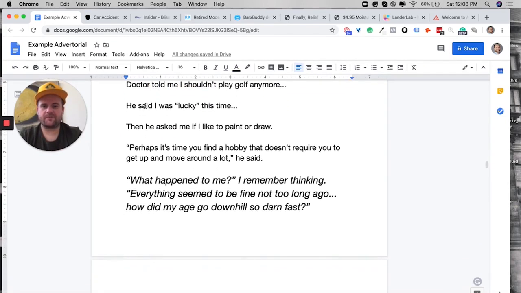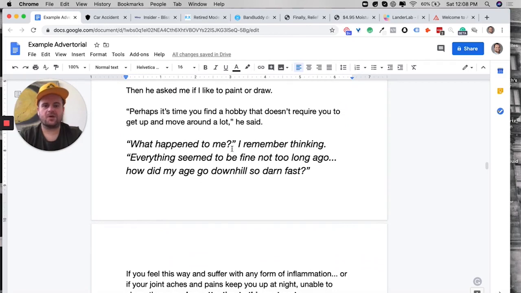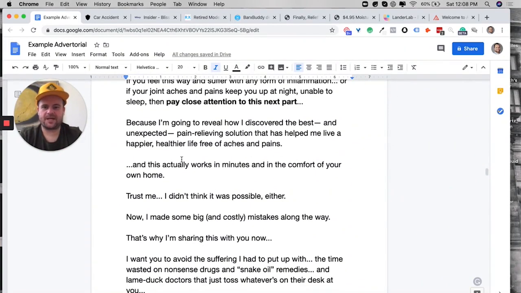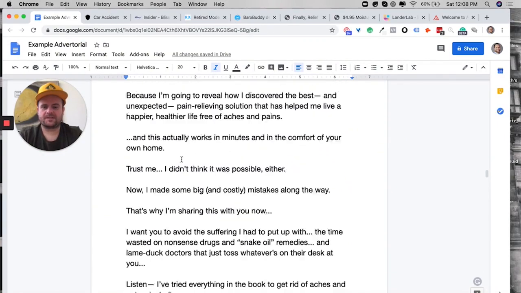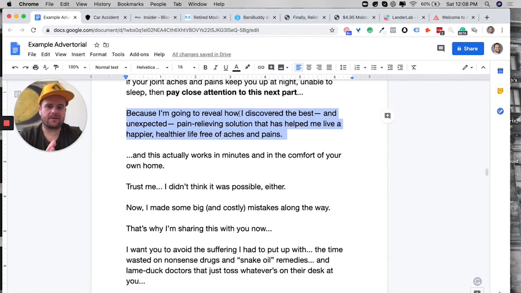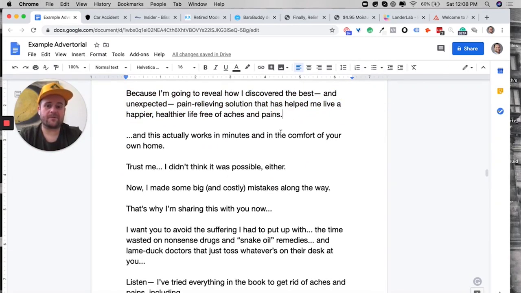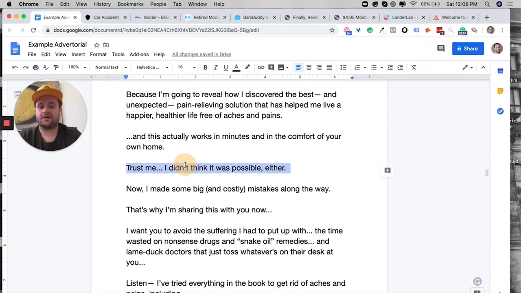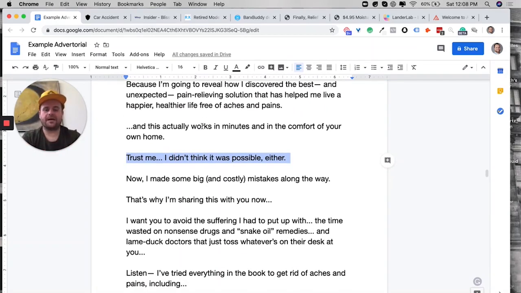Doctor said I couldn't play golf anymore. He said I was lucky this time. What happened to me? I remember thinking everything has changed me. Mistakes along the way, but now, and then right here, because I'm going to reveal, I discovered the best non-expected pain relieving solution that helped me live a happier, healthier life free of aches and pains. And trust me, I didn't think it was possible either. So we're going into now the reveal.